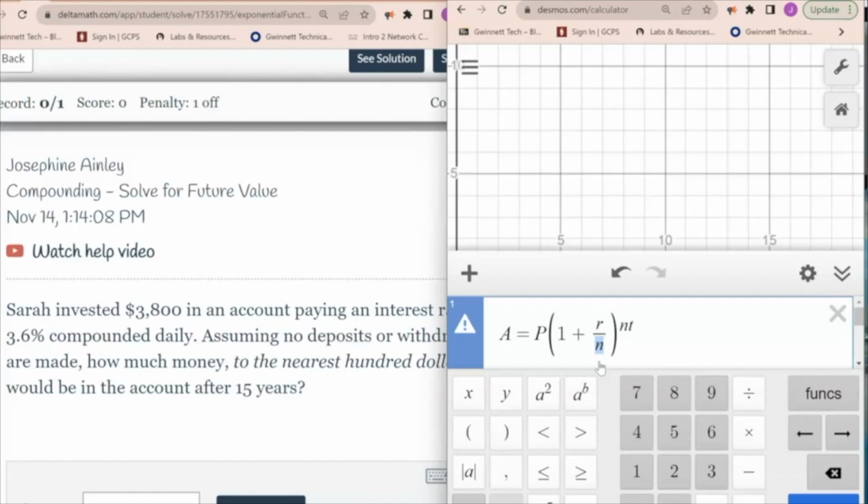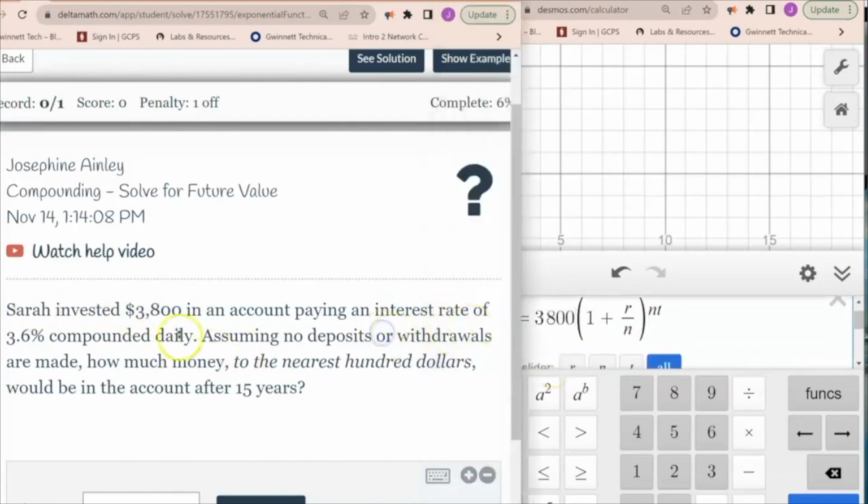So if it's compounded daily, it's 365. If it's weekly, how many weeks are there in a year? 52. If it's yearly, it's 1, and so forth. And then t is just time. So let's put in the numbers that we know. Sarah invested 3,800. So that's the money she's putting in. That's your principal.